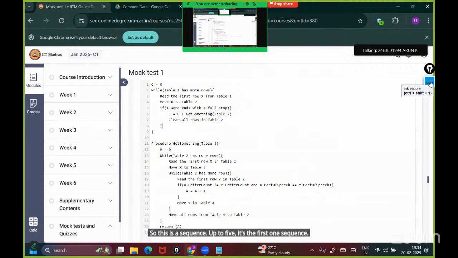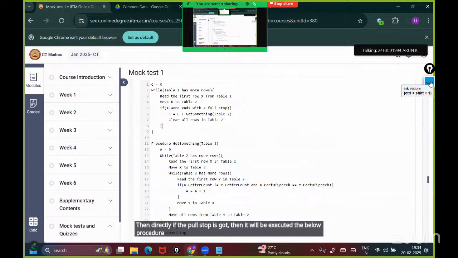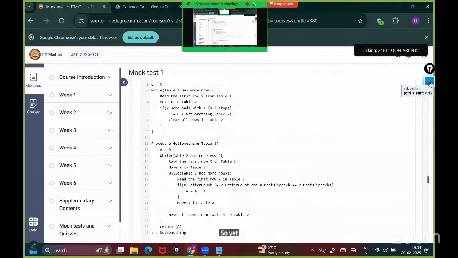Then directly, if the full stop is got, the below procedure will be executed. Then that sentence will end, and it will go to the next sentence. But here, for the next sentence going and not going, there is no information. The counting, there is no information, right? Up to what will be there. So for one sentence only, maybe we can tell. Here there is no definition for the sentence count and all. We are not counting the sentences.